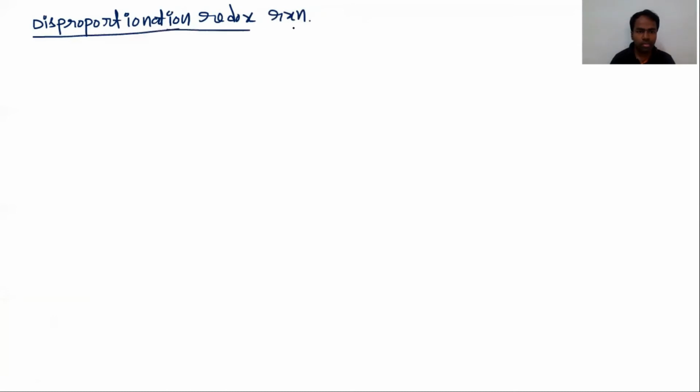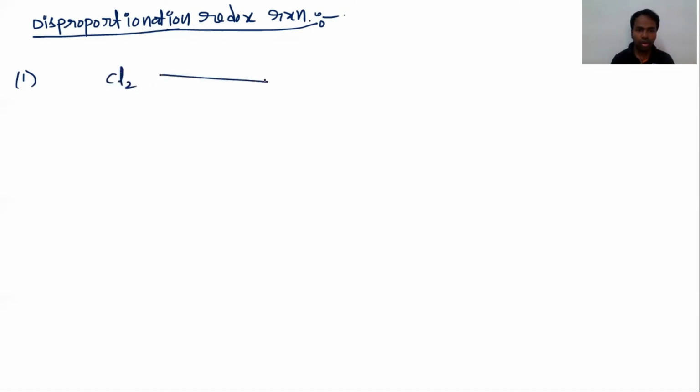Now how to balance the disproportionation redox reaction? Let us take a disproportionation redox reaction. What is the meaning of disproportionation redox reaction? If one reactant undergoes both oxidation and reduction simultaneously, that is called a disproportionation redox reaction. So we'll take one example here.